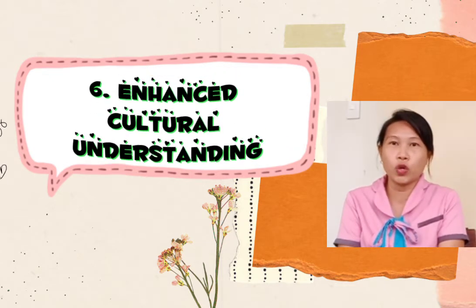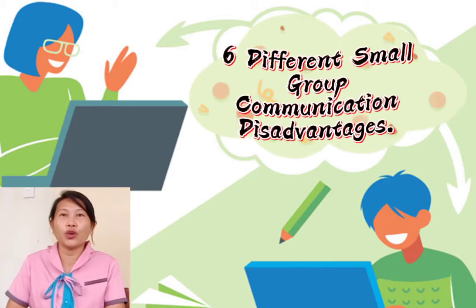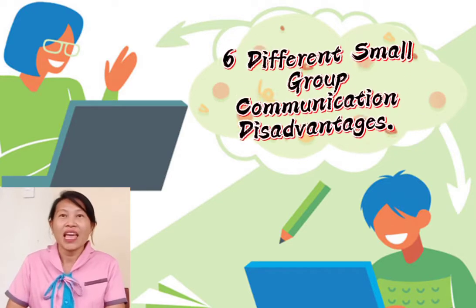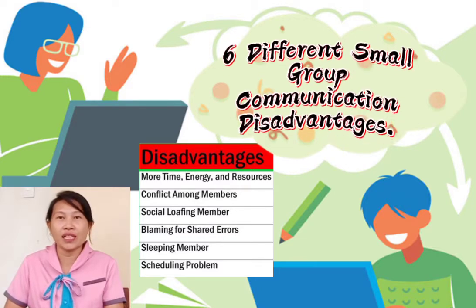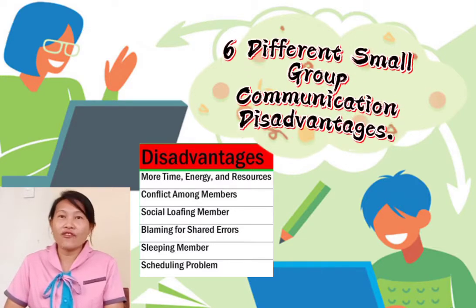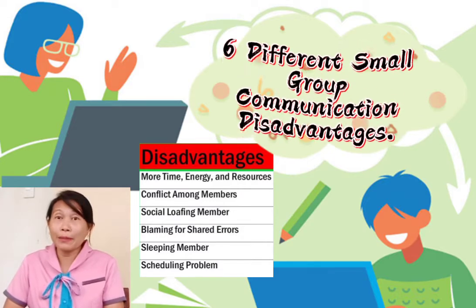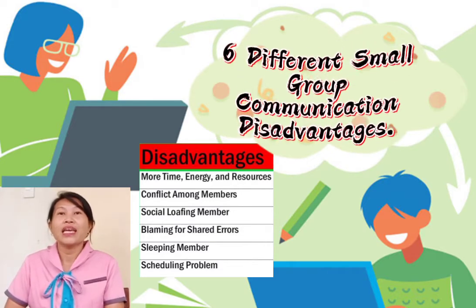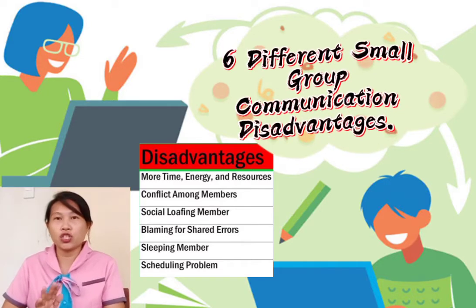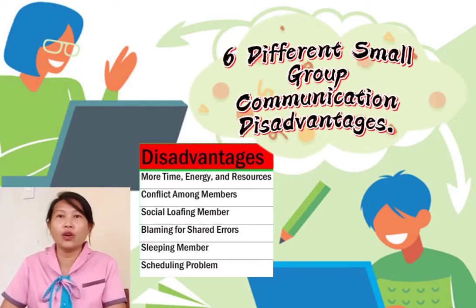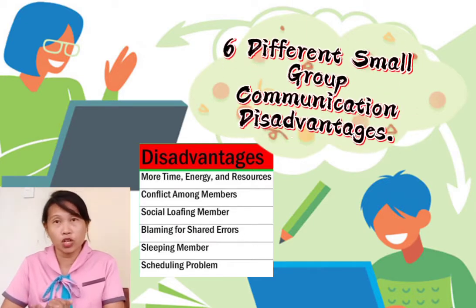Now, let's look at our 6 different small group communication disadvantages. They are as follows. Number 1, more time, energy, and resources. Number 2, conflict. Number 3, social loafing. Number 4, blaming for shared errors. Number 5, sleeping member. Number 6, scheduling. So let's have a look at the first disadvantage of small group communication.